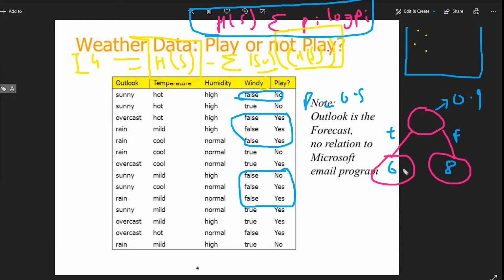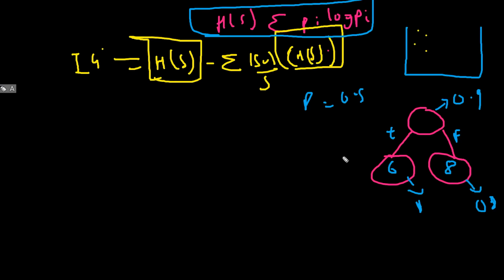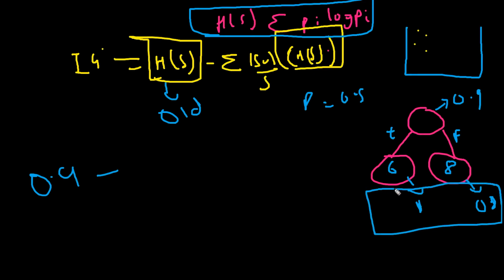Let's suppose the entropy here is 1, and let's suppose the entropy here is 0.8. Now we are going to apply our formula. What formula? We are going to apply the information gain formula to find out this result. So our old entropy is 0.9 minus the new entropy, and we are using summation, so we go through all the entropies.